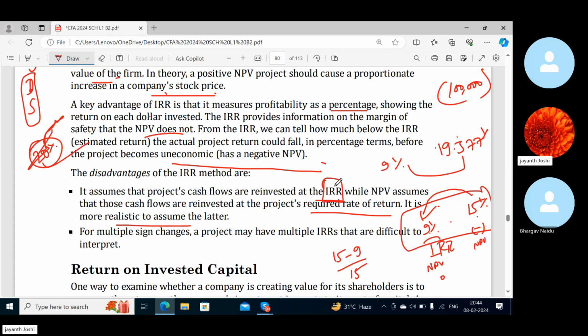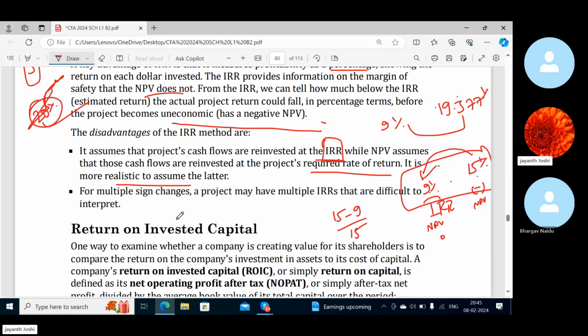That means at this particular rate of IRR, we will not always be reinvesting. If at all we may get good returns, we may go for that, we may be investing at that rate. And in the NPV method, they say that the excess cash flows you get out of a project, since you're getting a positive NPV, you would be reinvesting at the project's required rate of return, and it looks more realistic because that is what you require. Now, already discussed, for multiple sign changes, a project may have multiple IRRs that are difficult to interpret.